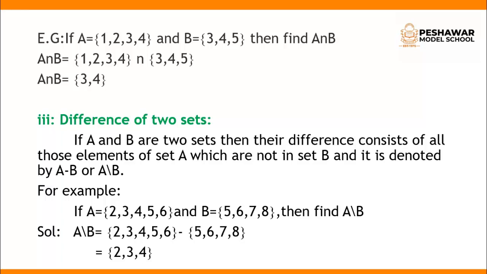Like this you have to see which elements are left in set A, that is 2, 3, 4, and which elements are left in set B, 7, 8. So you have to ignore these two numbers. You have to just write the elements in set A, that is 2, 3 and 4.